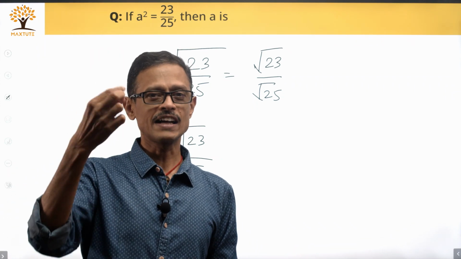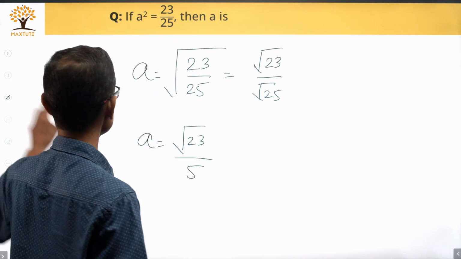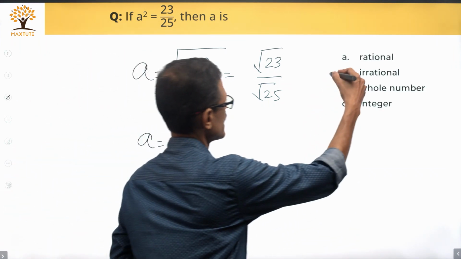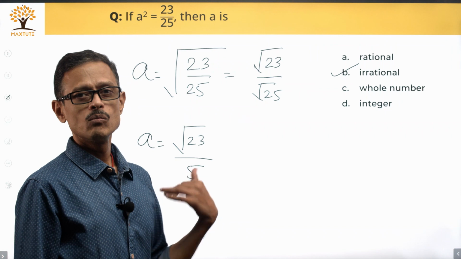An irrational number divided by a rational number will be an irrational number. So what kind of a number is a? A is an irrational number. So that's the answer. Move on to the next question.